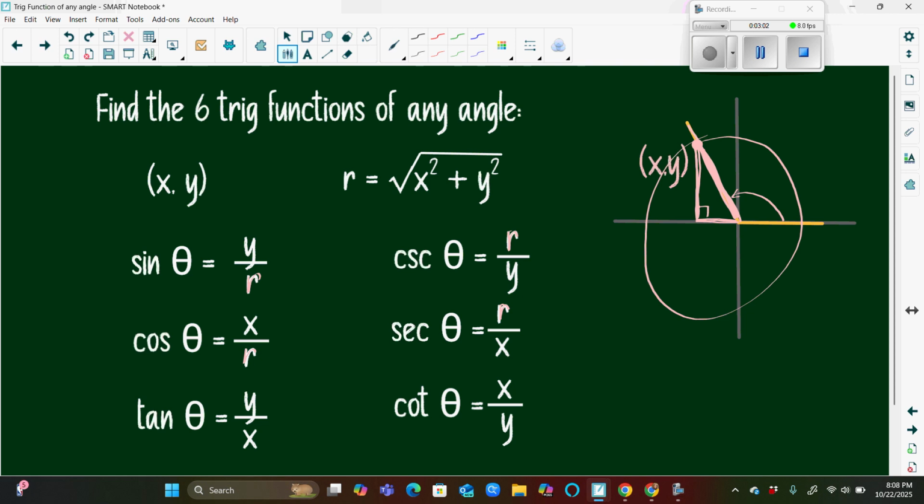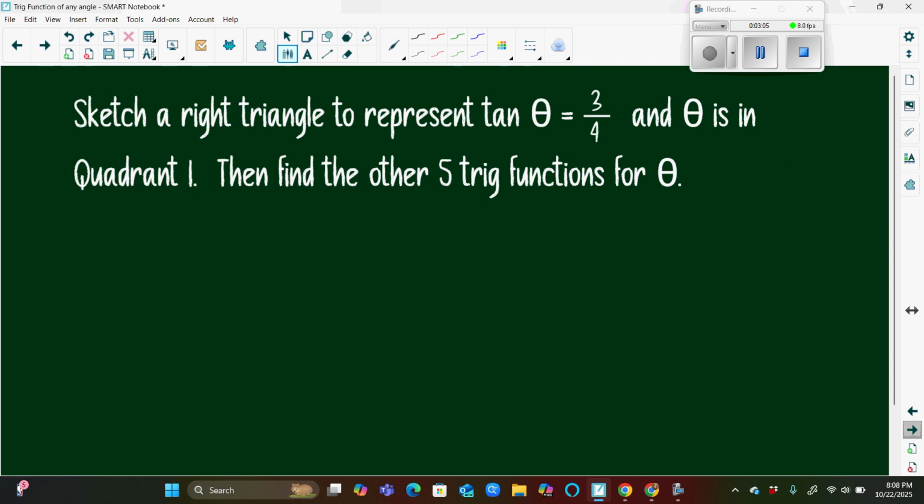So let's look at some examples. We're going to sketch a right triangle to represent tan theta equals 3/4. And they are telling us that theta is in quadrant 1. Then what we're going to do is find the other 5 trig functions for theta.